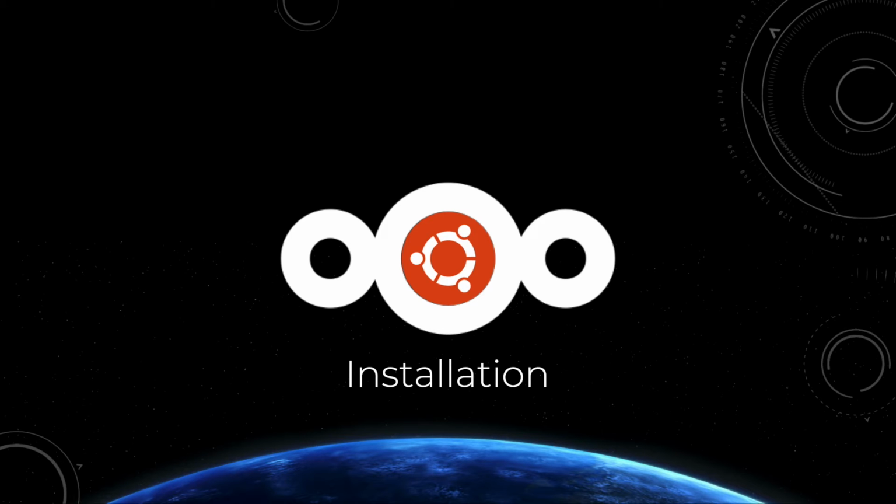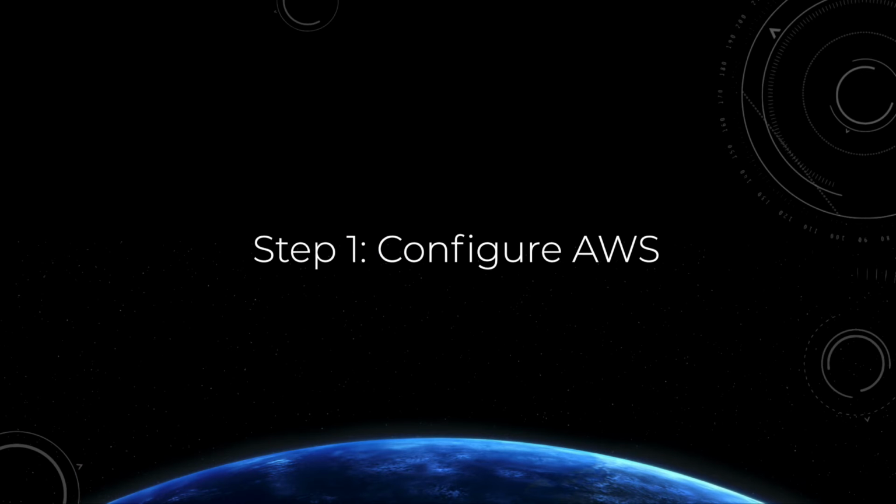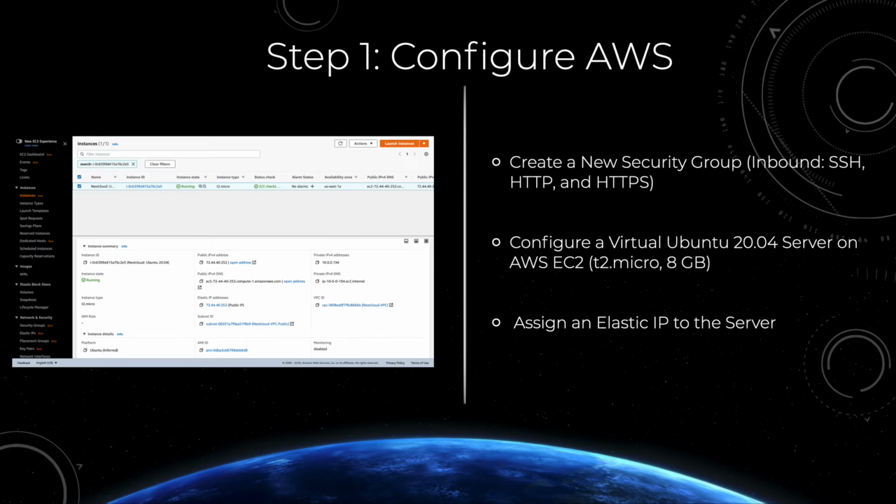Now let's see how we can install Nextcloud on an AWS EC2 Ubuntu instance. The first thing we want to do is head over to the AWS EC2 console and create a new security group for SSH, HTTP, and HTTPS. We can set the source IP ranges to anywhere for now, but if you want enhanced security, you might want to limit the source IP ranges to the subnet of your own network.